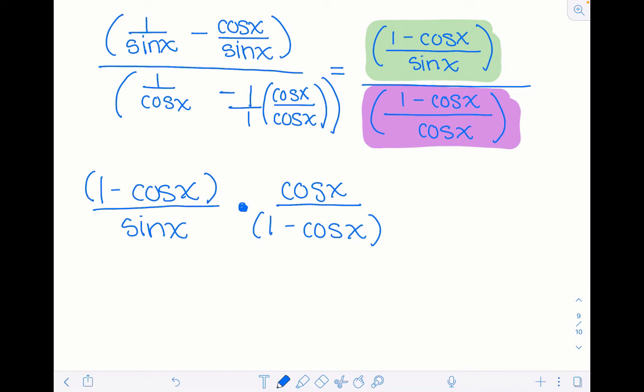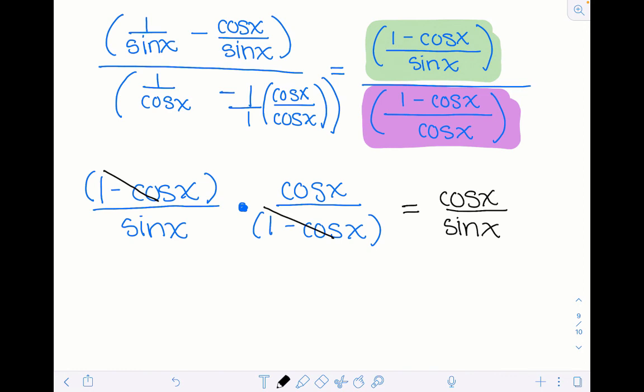So I could multiply together the numerators and the denominators, but actually instead of doing that, I might notice right away that we have a multiplication problem, which means that I can do cancellations. And I have a 1 minus cosine of x over 1 minus cosine x, and I can cancel that out. And then when I multiply, we've got cosine of x over sine of x.